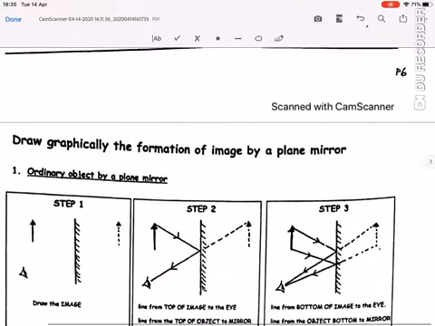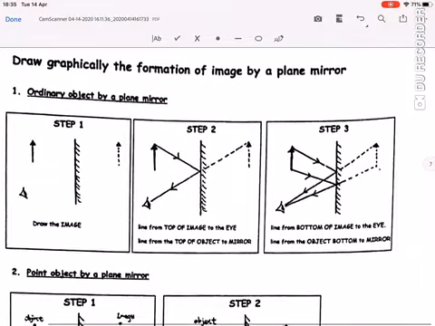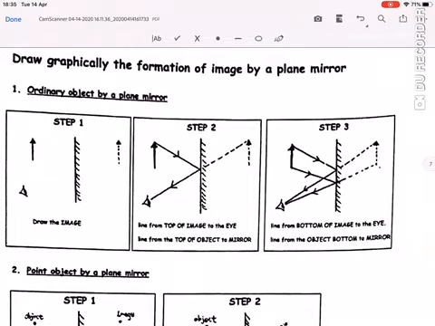Now, let's move on to draw graphically the formation of an image by a plane mirror. You need to go through it step by step. The first thing you need to do is draw the image. It's important, because if you draw this image correctly, then all the lines will be based on this image.